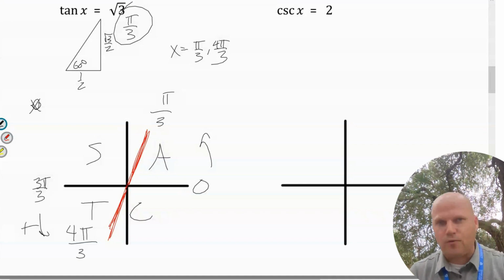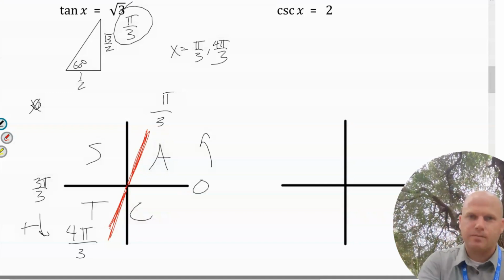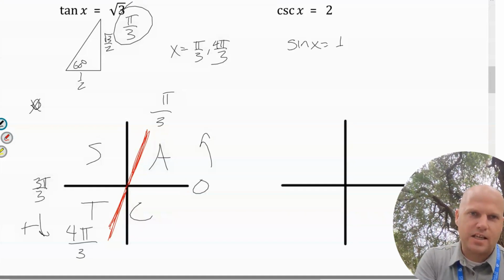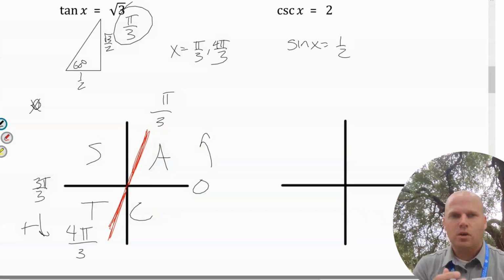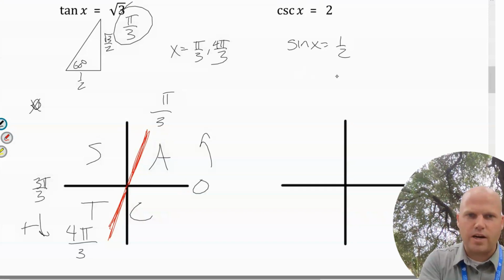When you deal with reciprocal functions, unless it's cotangent, probably the best thing to do is just to flip everything. If cosecant equals 2, well, then sine has to equal a half. Don't really try to answer this question, though. You can do it. It's fine. Answer this question, sine equaling a half.